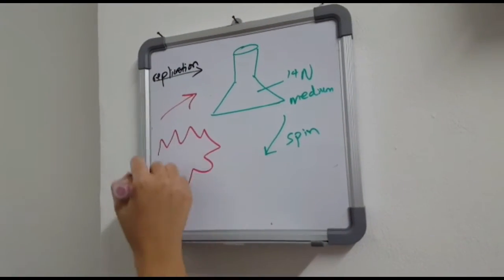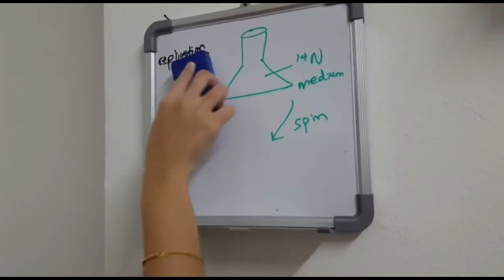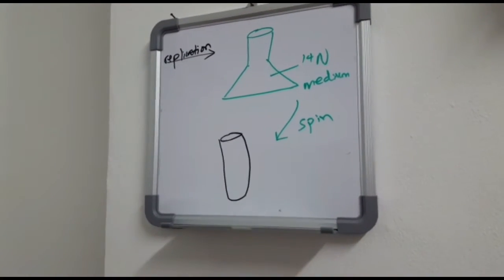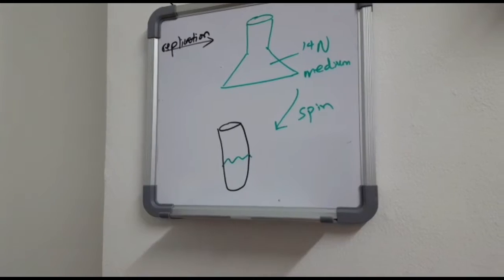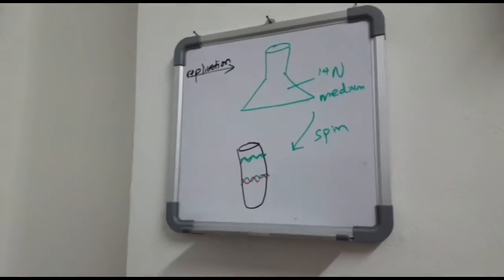After a second round of replication in the 14N medium, the DNA appeared as two bands, one in the position of the hybrid DNA, as seen in the previous experiment, and the other in the position of DNA that contained only 14N, which means that this position was the highest.